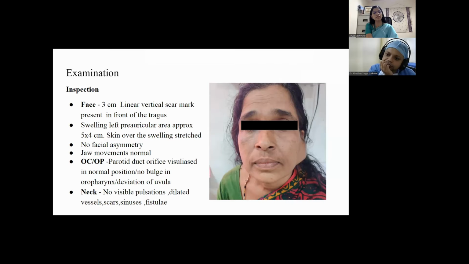So on oral cavity, oropharyngeal examination, her parotid orifice was visualized in normal position. There was no bulge in the oropharynx or deviation of the uvula. On examination of the neck, there were no visible swellings or pulsation or dilated vessels, scars, sinuses or fistulae. And there was no facial asymmetry and her jaw movements were normal.